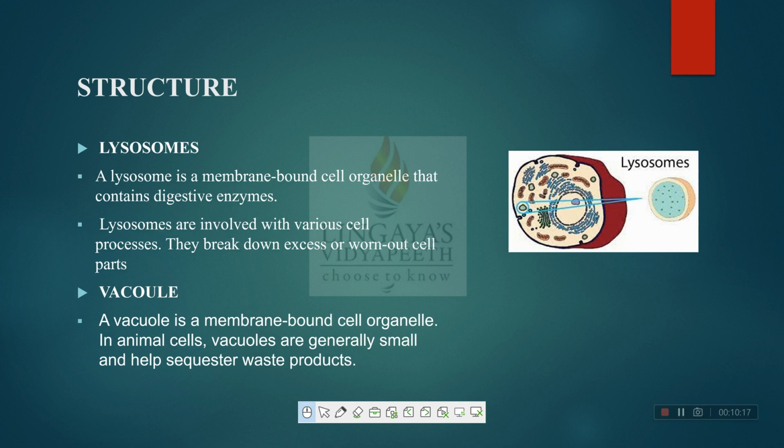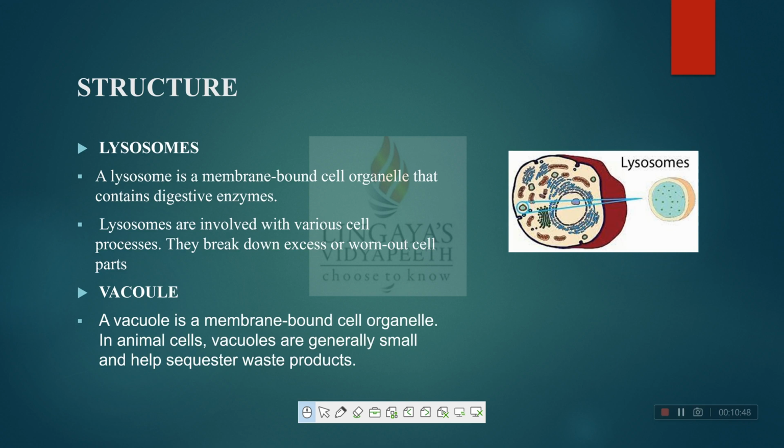So when there is excess breakdown or worn out cell parts, what do lysosomes do? Lysosomes break out, rupture in themselves. So it is also called the suicide bags of the cell. Whenever toxic material is aggregated or gathered inside the cell, much of the toxic material is gathered, then the lysosomes rupture. Alright, so that is why the lysosomes are called the suicide bags.